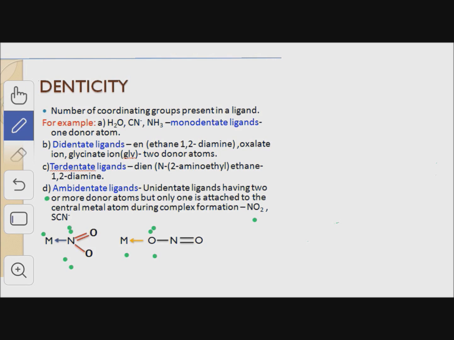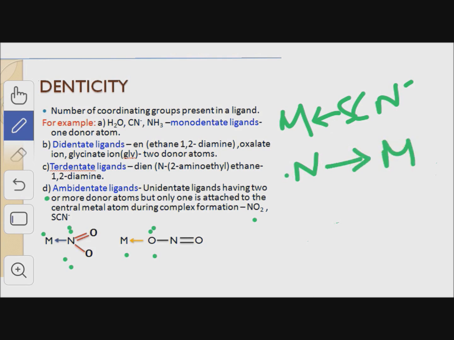The other one is SCN, in which sulfur forms the coordinate bond with the central metal atom, and in another way nitrogen forms the bond with the central metal atom. It has two donor atoms, one is sulfur and the other one is nitrogen, but only one is attached at a time, and these are called ambidentate ligands.